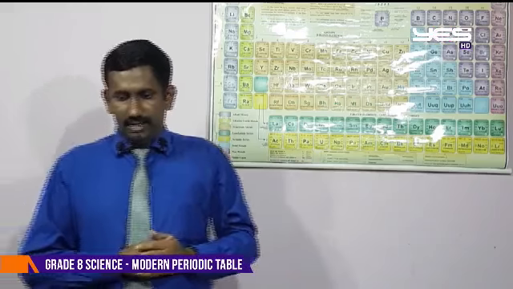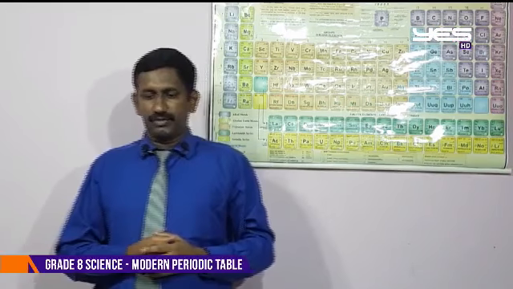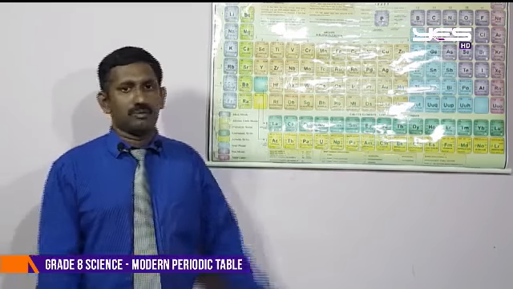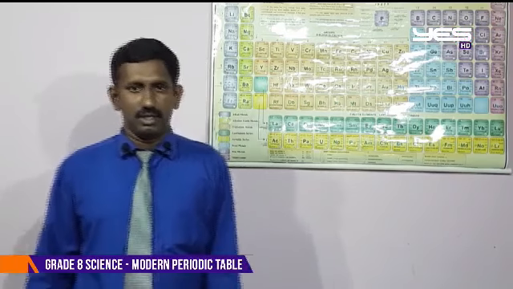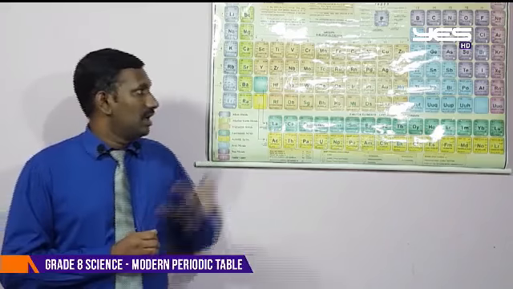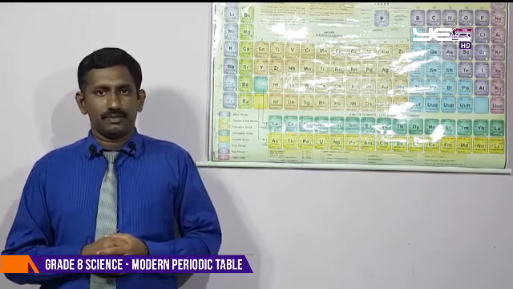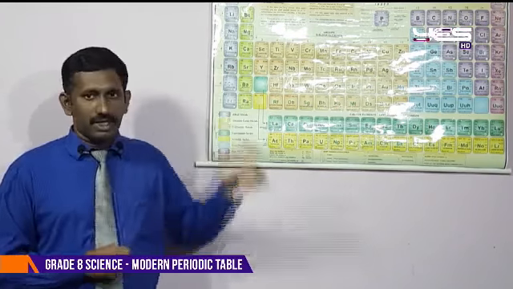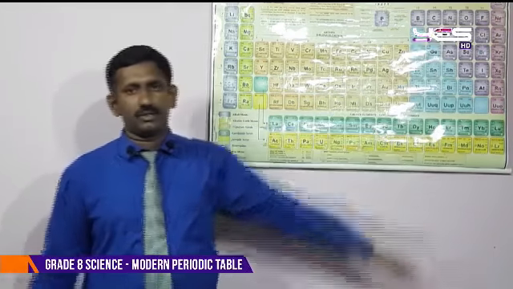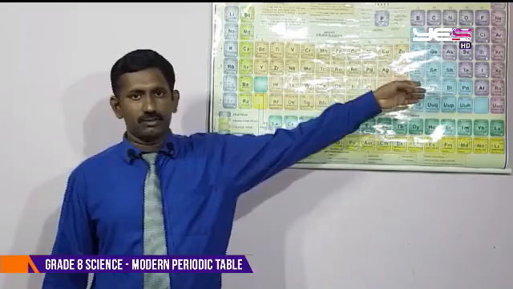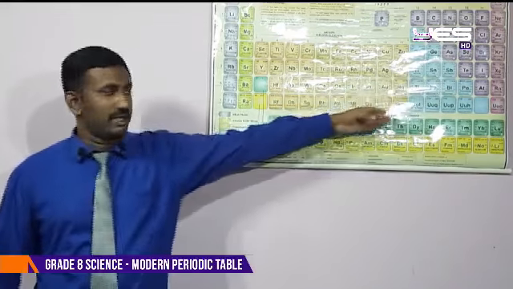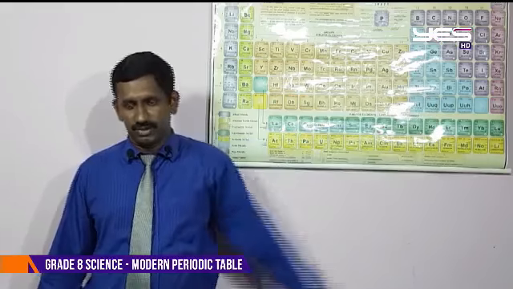Elements in the same group have the same number of electrons in the outermost shell. Then what about the number of electrons in the outermost shell? Based on the number of electrons in the outermost shell, these elements are arranged. Group number 1 contains 1 electron in the outermost shell. Group number 5 contains 5 electrons in the outermost shell. Group number 7 contains 7 electrons in its outermost shell.